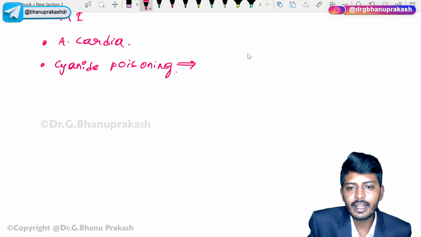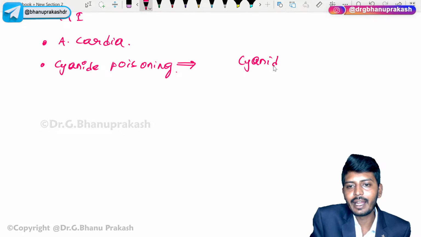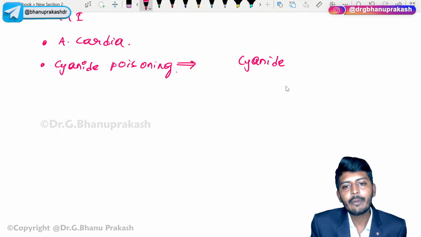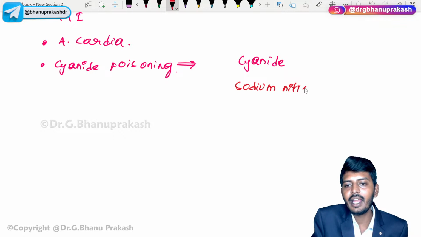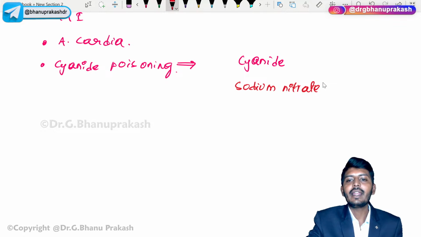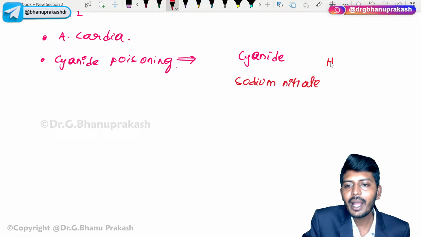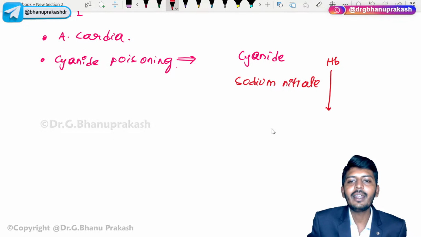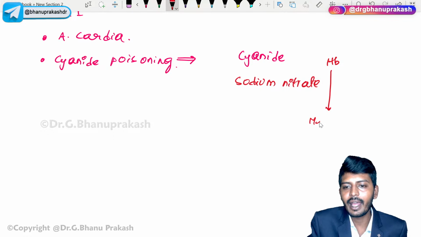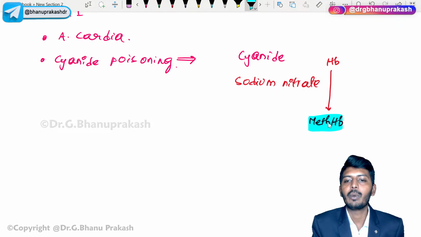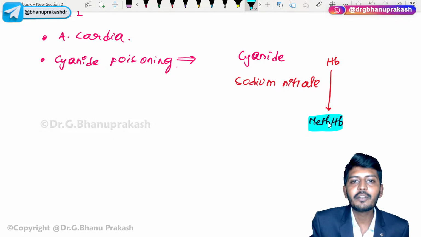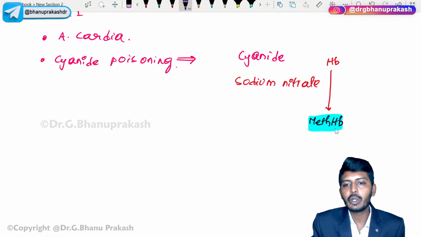So normally cyanide is there. Now if I give these people sodium nitrite, as soon as I give it, the hemoglobin will get converted to something called methemoglobin. So whenever you give nitrates, you will get methemoglobin. Now this methemoglobin has more affinity towards the cyanide.